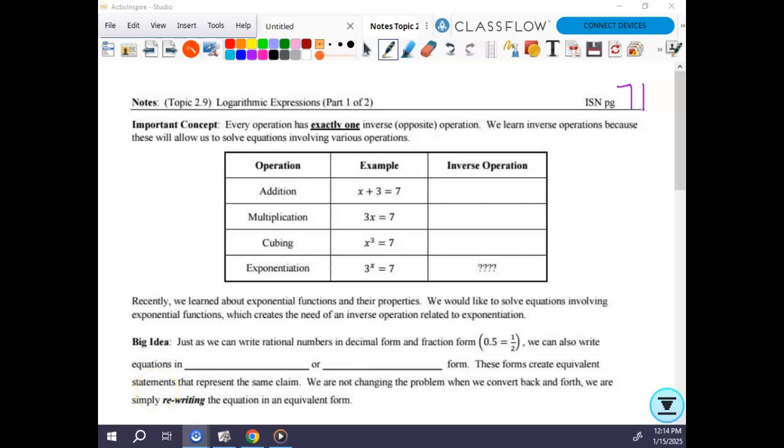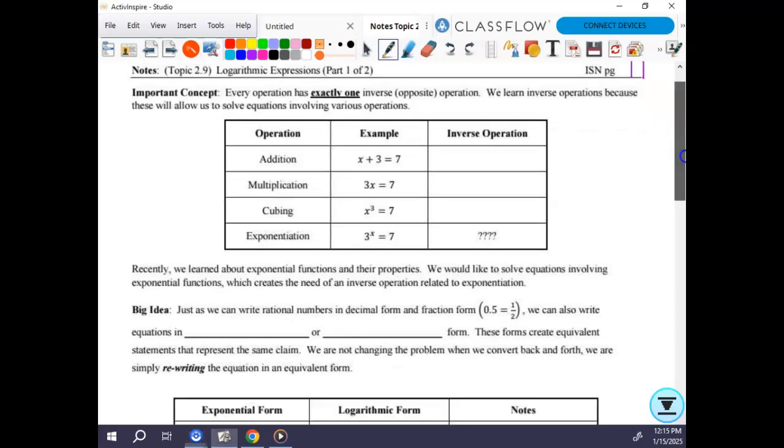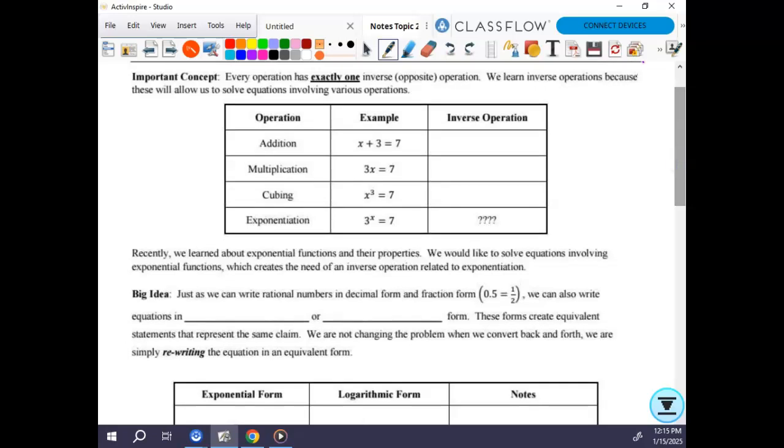All right, so when we finished the first half of Unit 2, we had gotten through exponentials. So the second part, we're starting with logarithmic expressions because logs and exponentials go hand in hand. So to kind of make that abundantly clear, an important concept we have is that every operation has exactly one inverse or opposite operation, right?